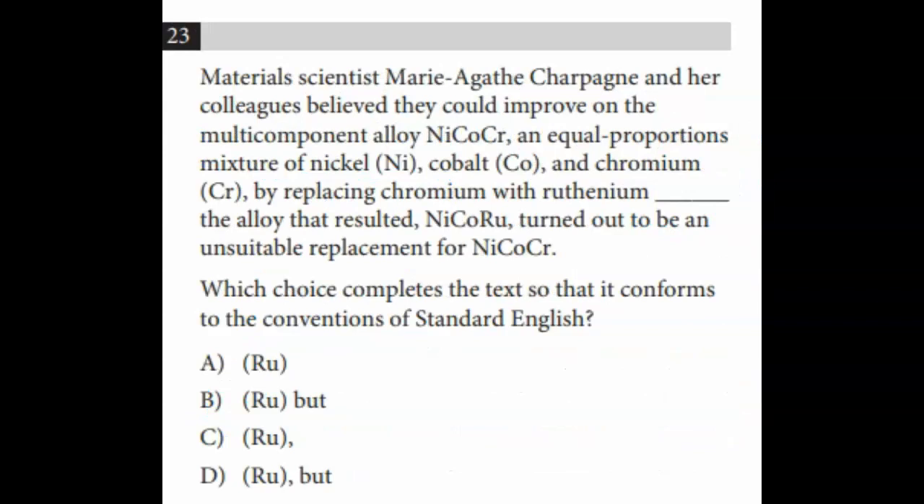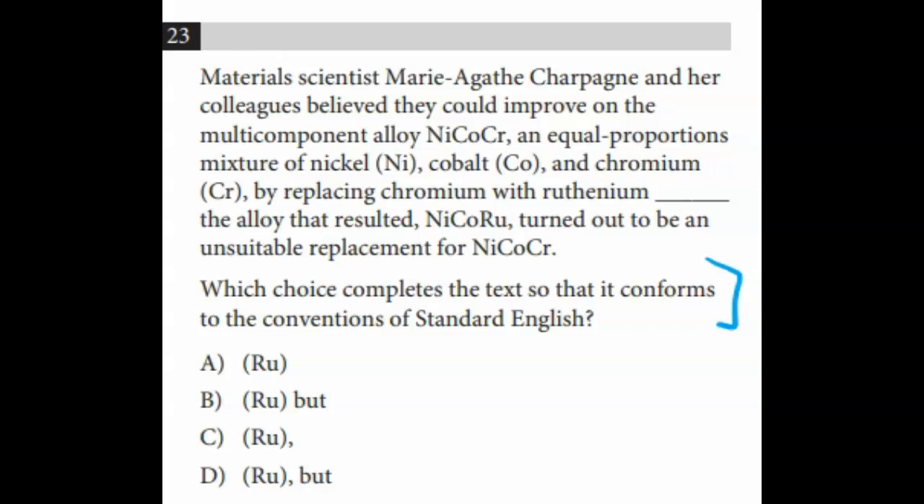All right, number 23. It's going to be another grammar question, and let's read it. Materials scientist Mac and her colleagues believe that they could improve on the multi-component alloy, an equal-proportions mixture of nickel, cobalt, and chromium, and replace chromium with ruthenium, which is Ru. The alloy that resulted, nickel Ru, turned out to be an unsuitable replacement for nickel.